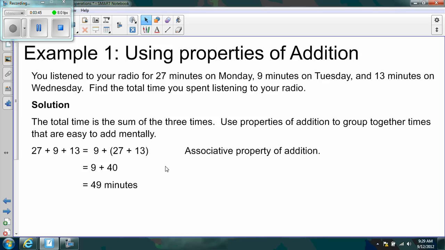So the whole point is how can we group it or change the order. So you can kind of see we did change the order and the grouping here. 27 came over to the middle to be closer to 13. They were grouped together, so we did that first and then added the 9.